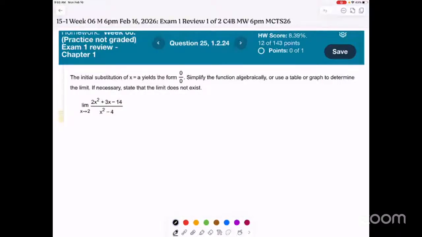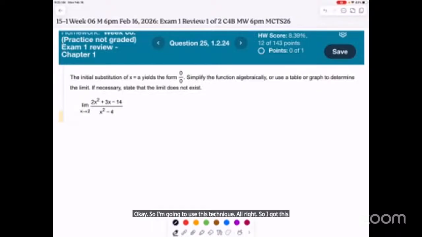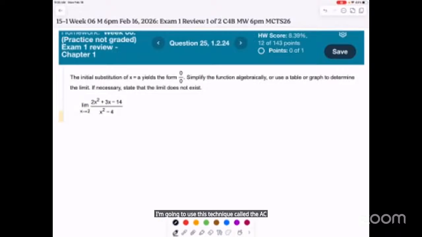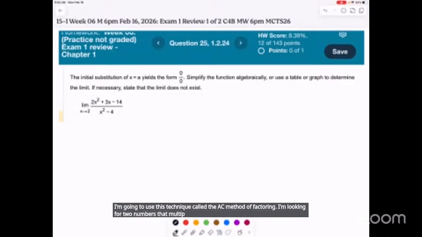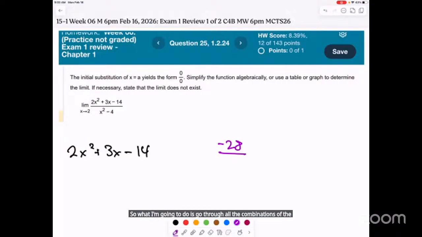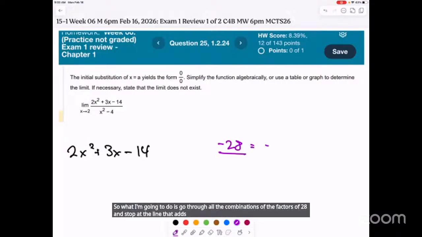Okay. So I'm going to use this technique. We have 2x squared plus 3x minus 14. I'm going to use the AC method of factoring. I'm looking for two numbers that multiply to give me negative 28. That was 2 and 14, or 2 and 7. So what I'm going to do is go through all the combinations of the factors of 28 and stop at the one that adds up to 3.